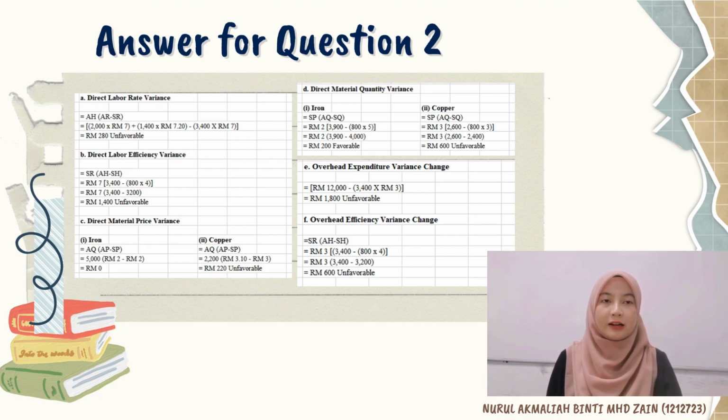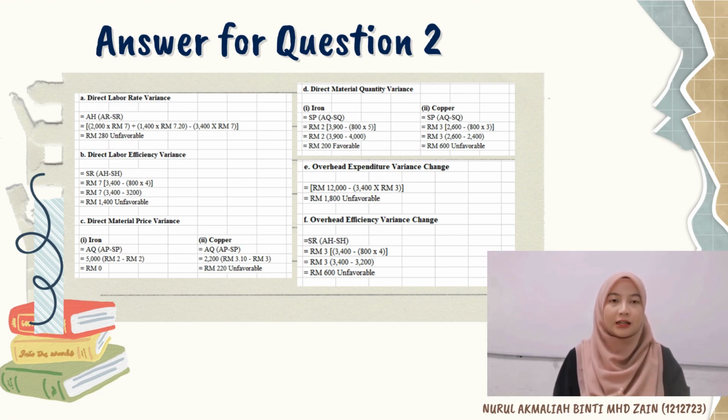Question number 2, A. The formula for direct labor rate variance is direct labor rate variance equal to the actual hours times actual rate minus standard rate. In this question, the actual hours are given as 2,000 hours for one batch and 1,400 hours for another batch. The actual rate paid per hour of labor is given as RM7 and 7 ringgit 20 cents for the other batch. The standard rate is RM7. Then we get the answer RM280 unfavorable.